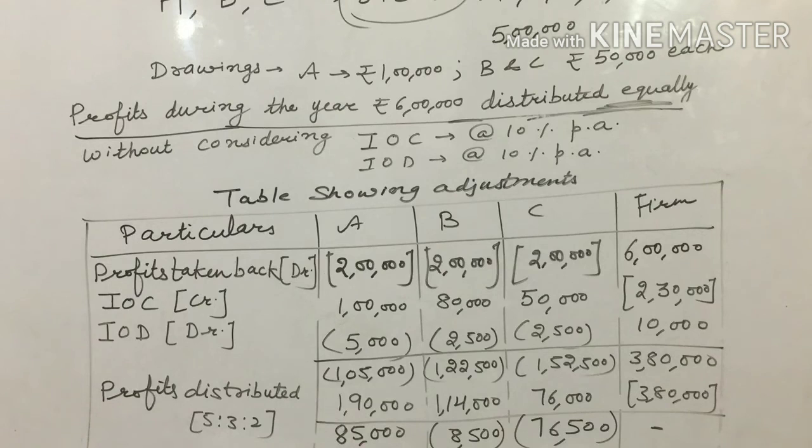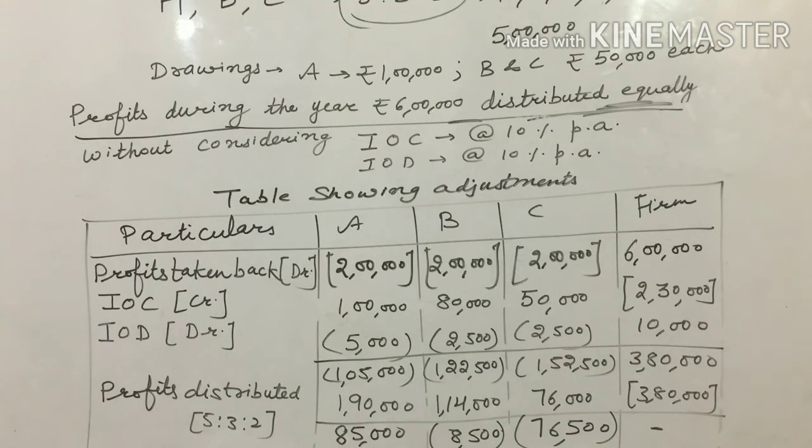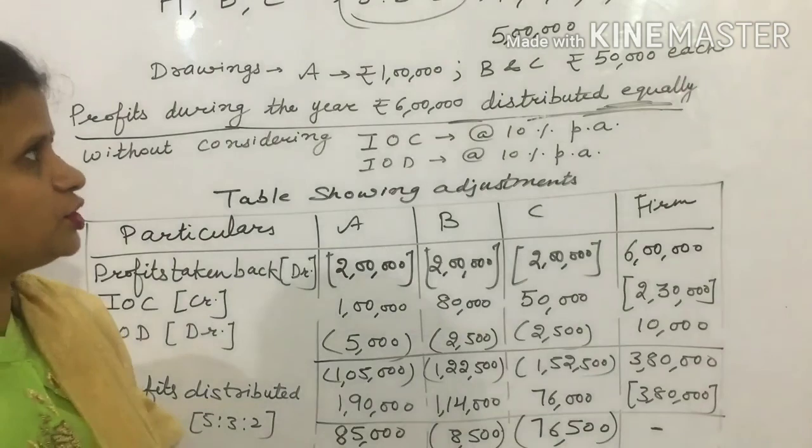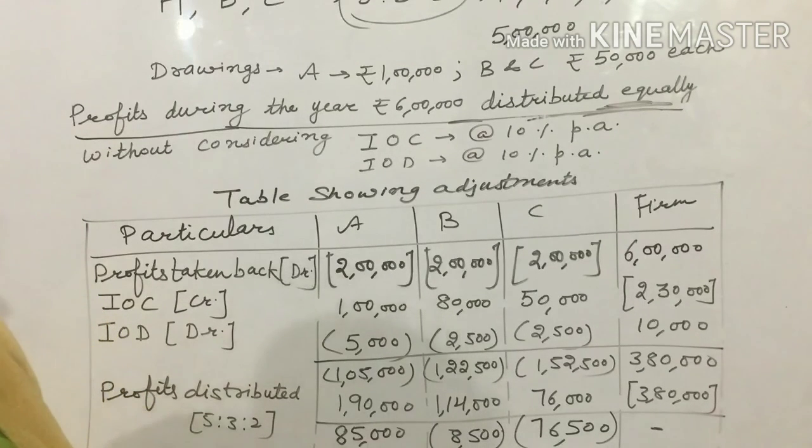First, whatever you have distributed on account of profits, you will take back those profits. Then you will give interest on capital, charge interest on drawings, and balance profit you will calculate and distribute them in ratio of 5:3:2. This is how you can solve questions related to past adjustments.